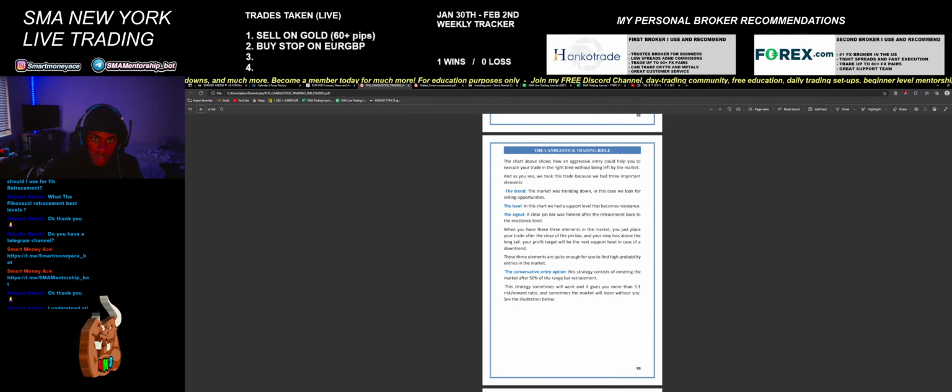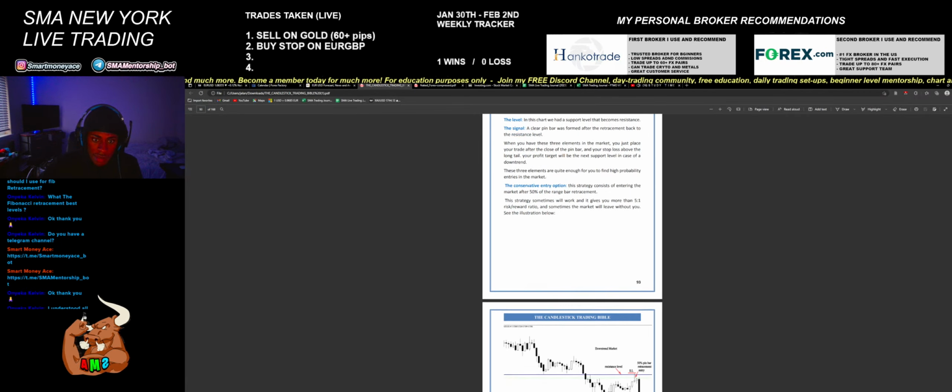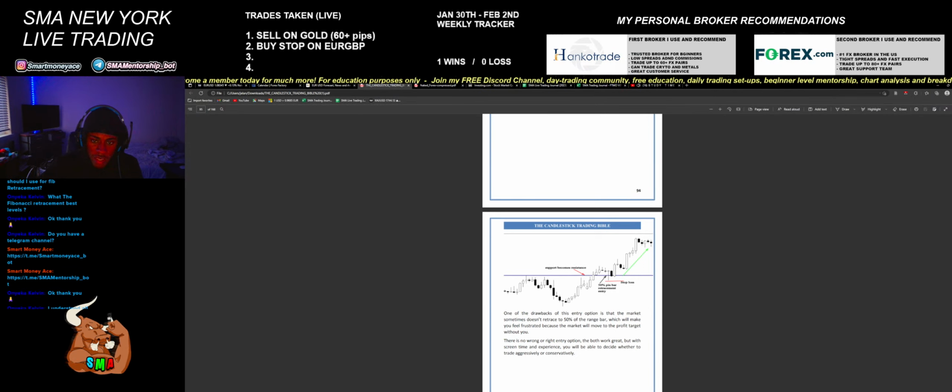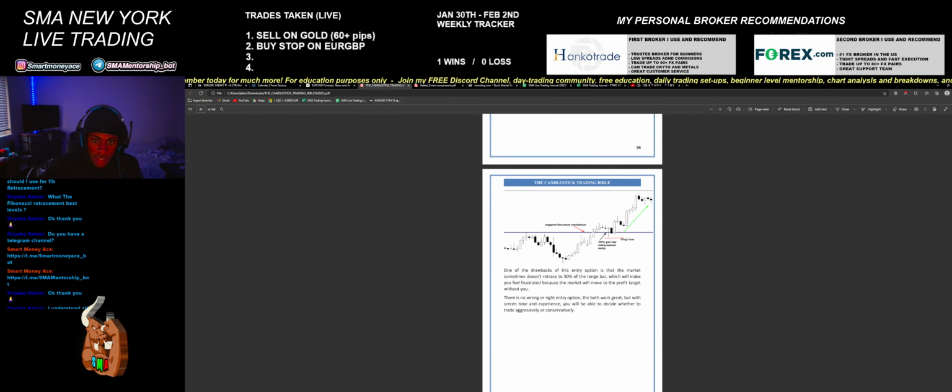All right, so let's go ahead and move down here, because they go ahead and give examples. As you guys can see, it's showing you an example of structure where there's a break of structure and then support becomes resistance or resistance becomes support, and they're entering off of that pin bar candlestick where that wick is bouncing off of that newly formed support.